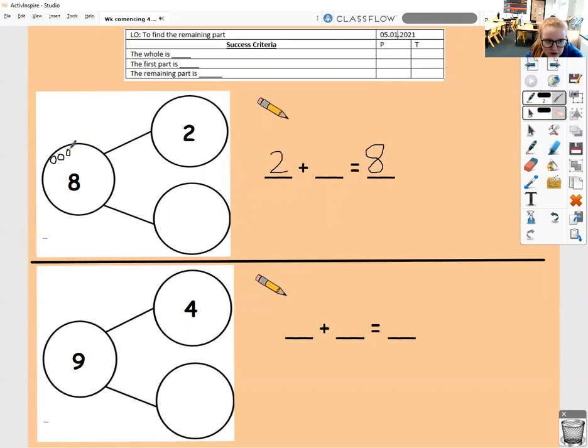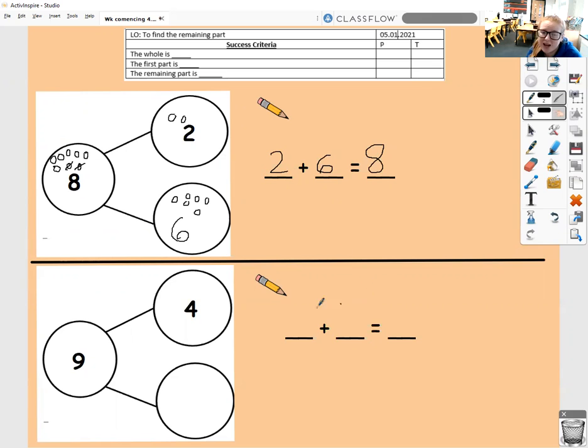I'm not sure what my remaining part is, so I'm going to draw out my 8 counters. 2, 3, 4, 5, 6, 7, 8. My whole is 8. I'm going to put 2 of my counters in my first part. 1, 2. The remaining part is 1, 2, 3, 4, 5, 6. The remaining part is 6. So 2 plus 6 equals 8.